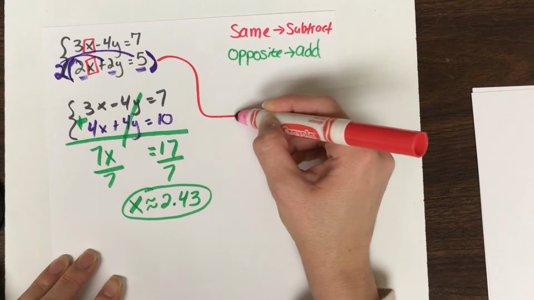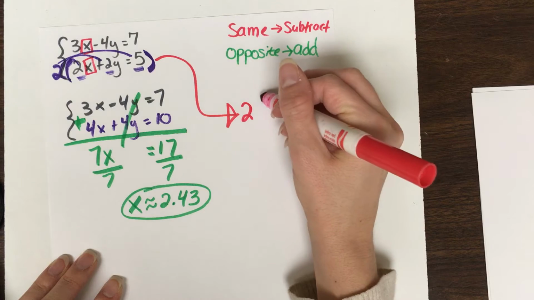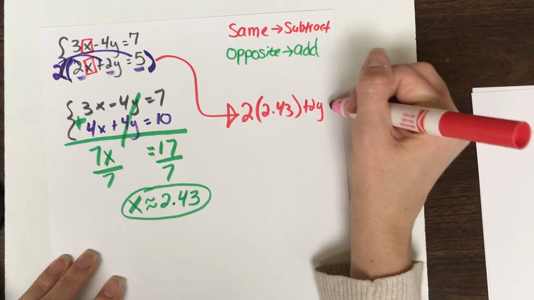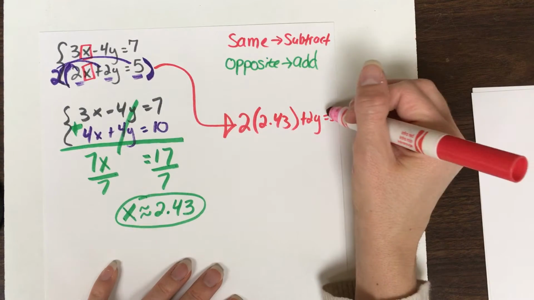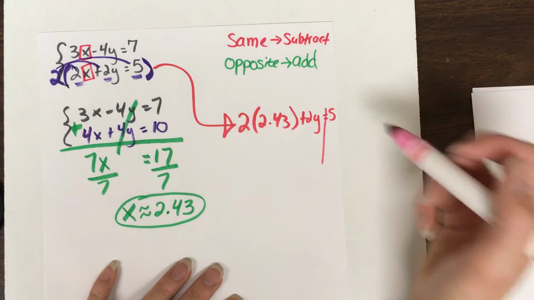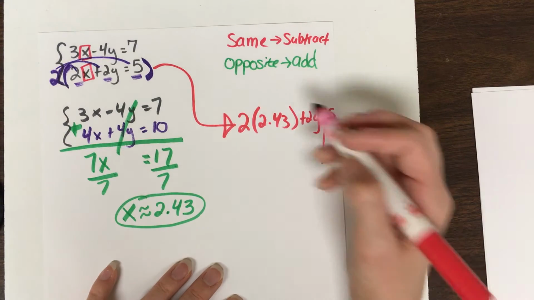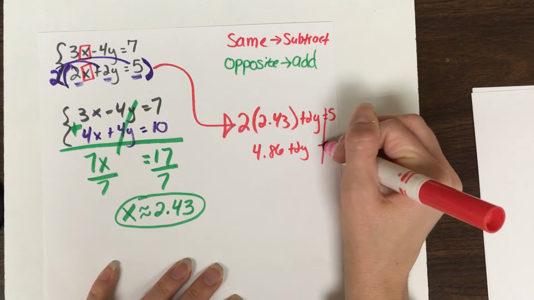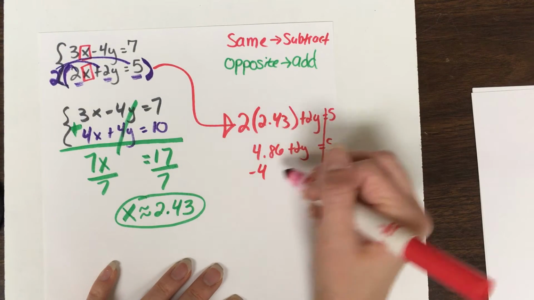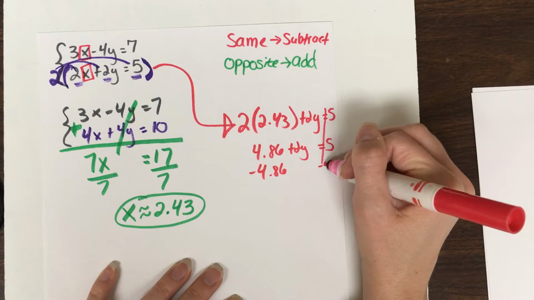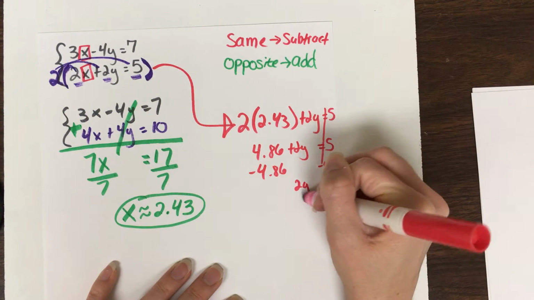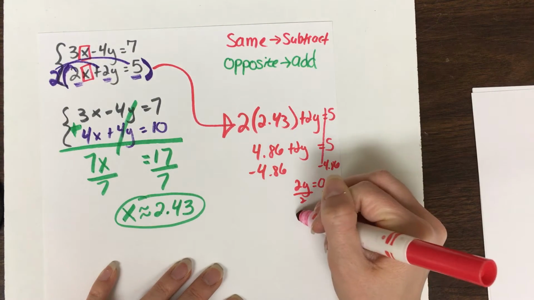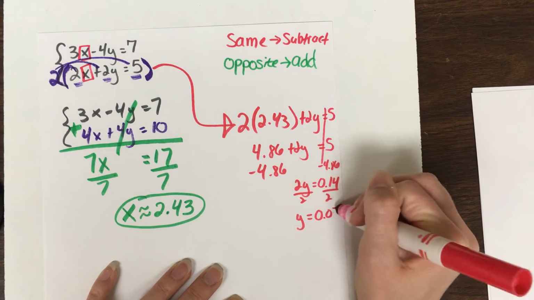I'm going to choose the second equation. 2 times 2.43 plus 2y equals 5. And I'll solve this equation for y. So 2 times 2.43 gives me 4.86 plus 2y equals 5. Subtract 4.86, and 2y equals 0.14. Divide both sides by 2, so y equals 0.07.